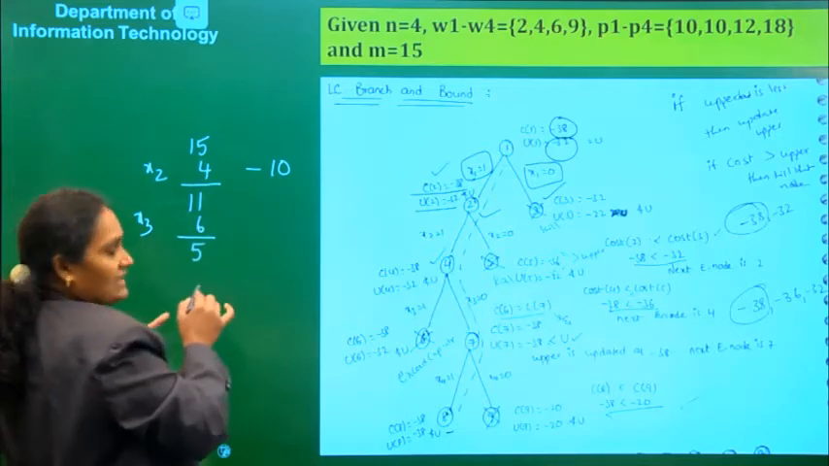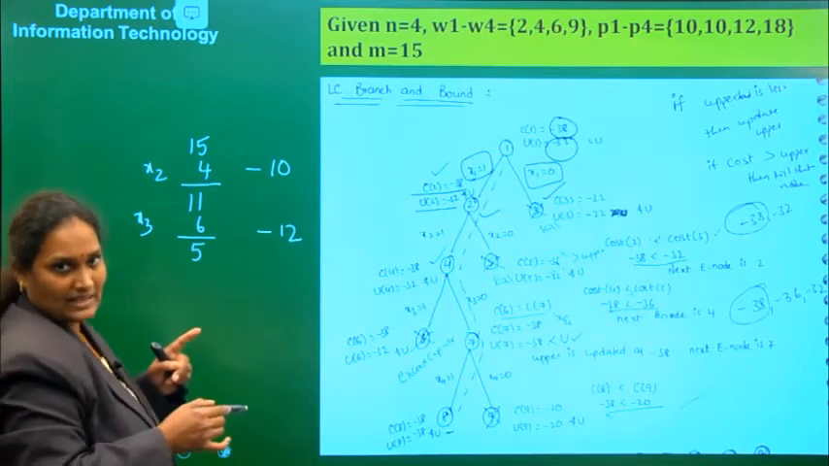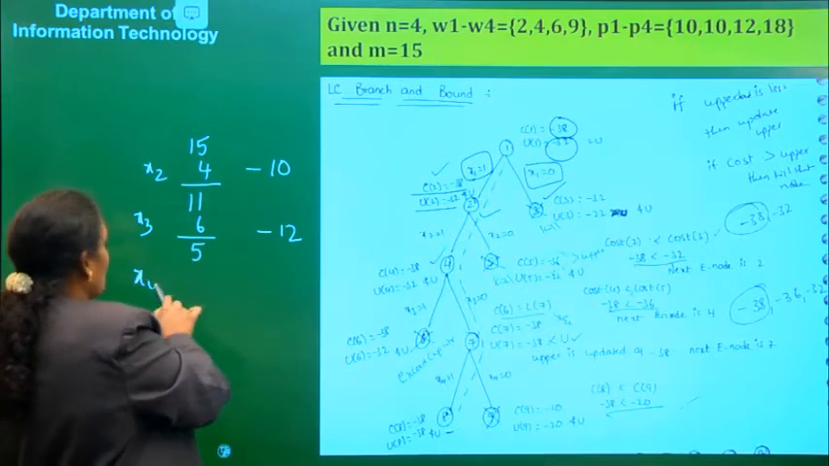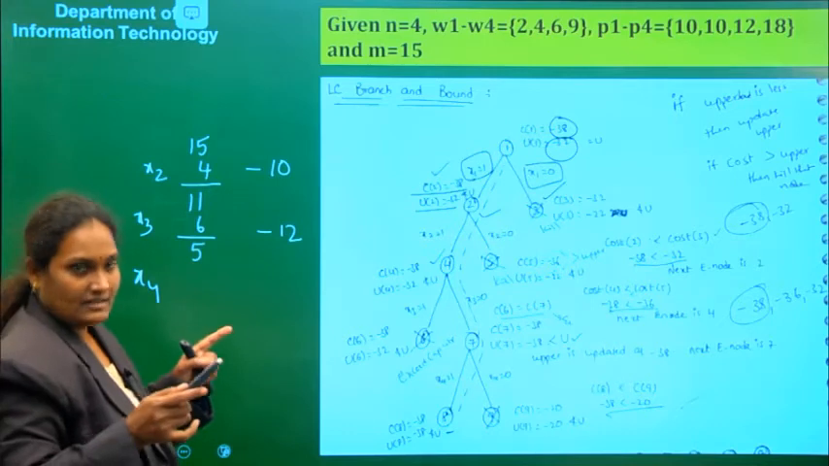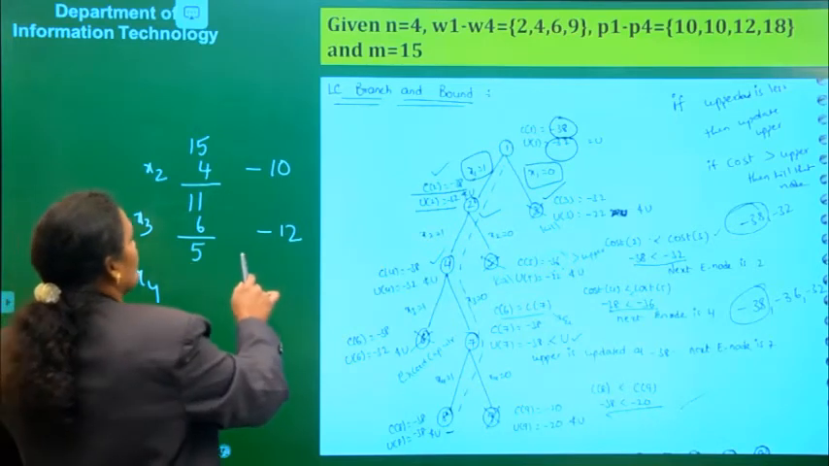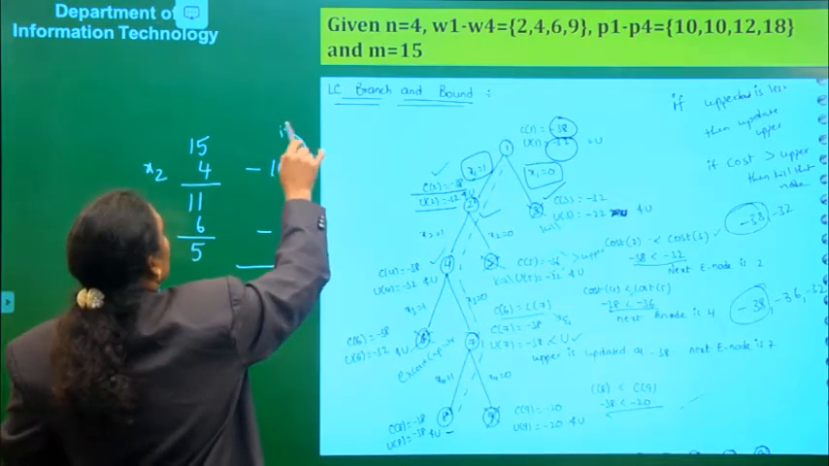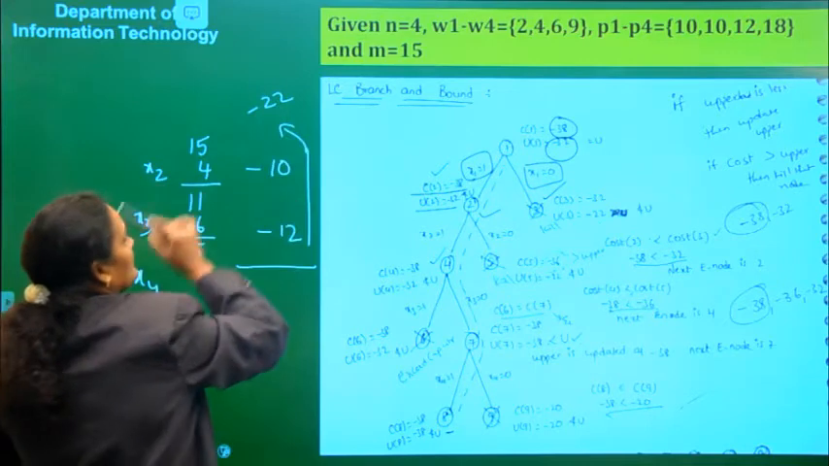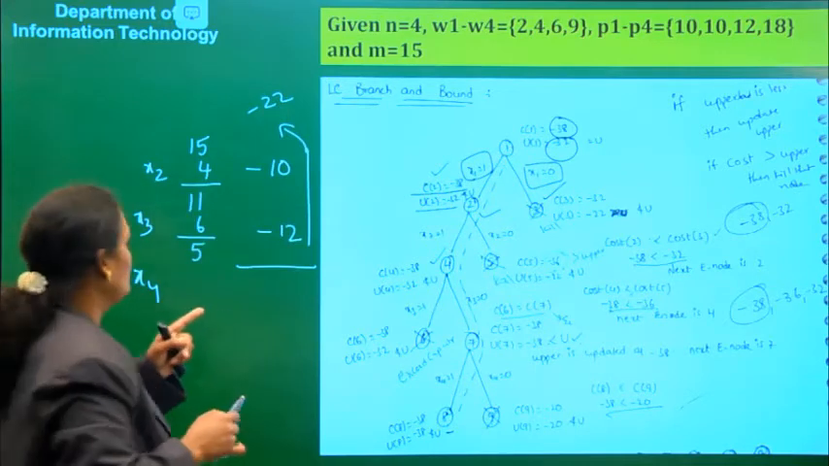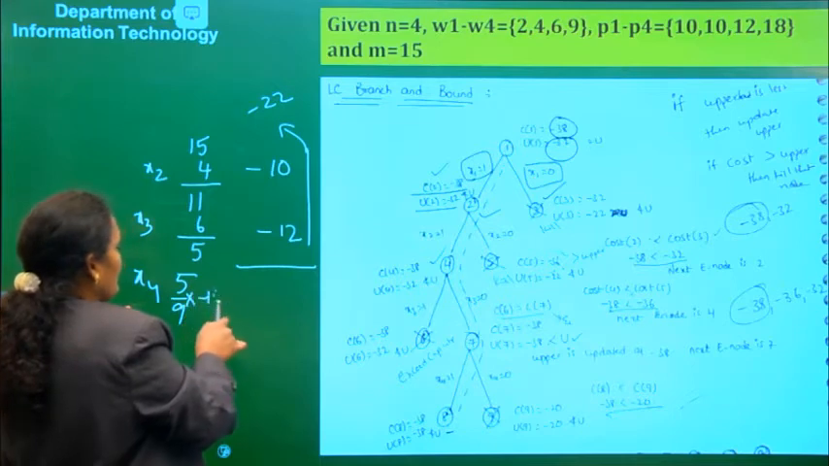And the remaining is 5, and the profit that I am earning is minus 12. And if I go for x4, since its weight is 9 and the remaining capacity is 5, we cannot place it completely. So this can be considered as the upper bound. That is minus 22.